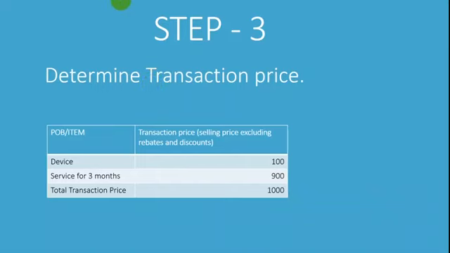Now, step 3. We have to determine the transaction price of each POB and also the total transaction price. If we take our contract, the device transaction price is 100 rupees. You may get a doubt, what is this 100? It is nothing but the item price which we maintain in sales and distribution. And for the service, the transaction price is 900. Then the total transaction price for this contract is 1000 rupees.